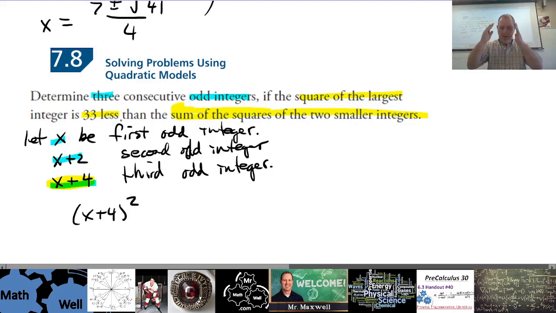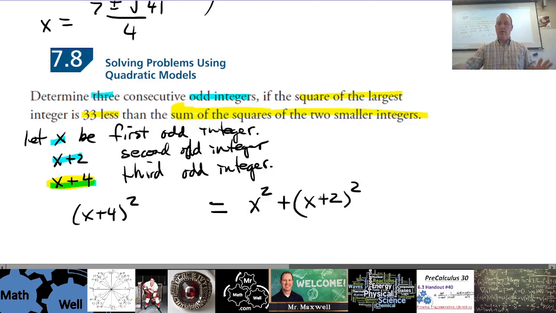So think about this. This one is smaller by 33. So if I'm going to make an equality here between this one and the sum of the squares of the other two on the other side, so x squared plus x plus 2 squared, that's where the other two are on the other side.